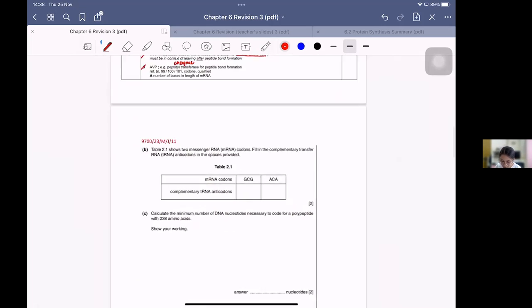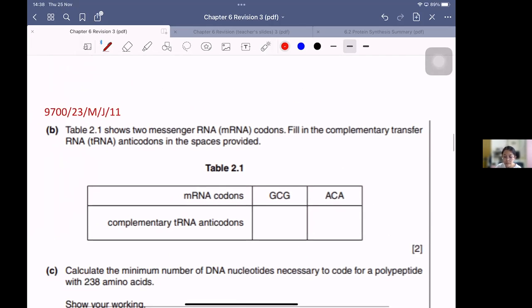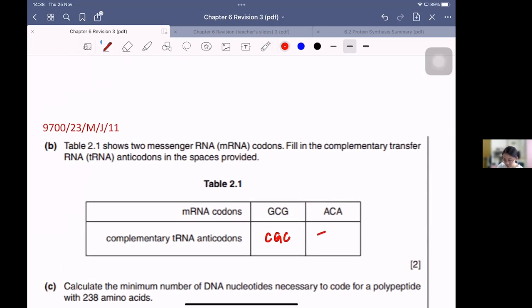So let's take a look at this question over here. Table 2.1 shows two messenger RNA codons. Fill in the complementary transfer RNA anticodons in the spaces provided. I'll open this question to the floor. CGC, yes, Zisian, you're correct. And also TGT, yes, you're correct.